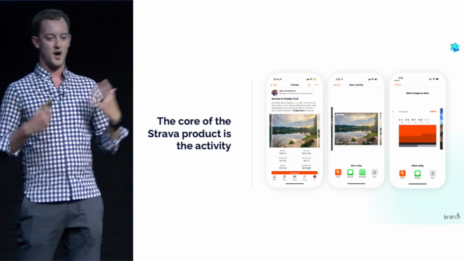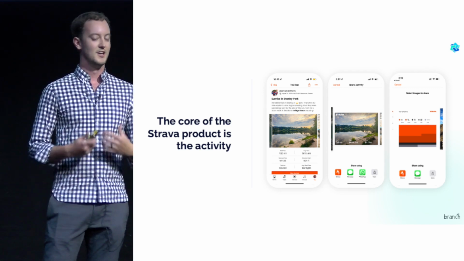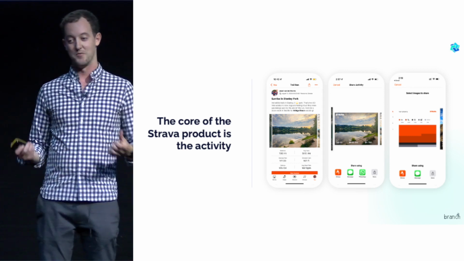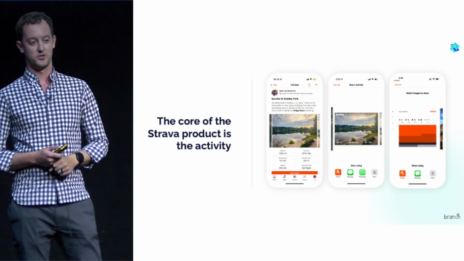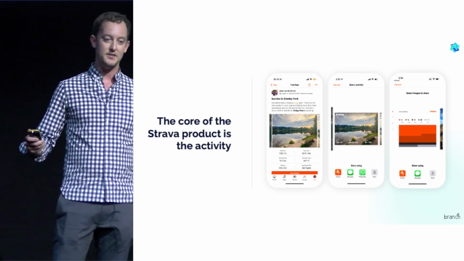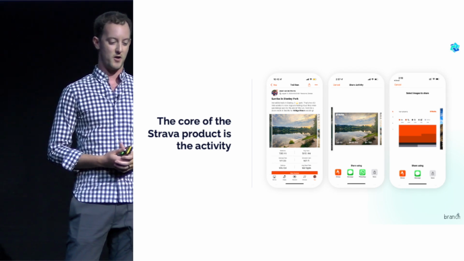People come to Strava to upload, to record an activity. So it's pretty simple to think about making that shareable. We have 8.5 billion activities uploaded to Strava. So by making those shareable, we have made it really easy for users to share at a very high volume.